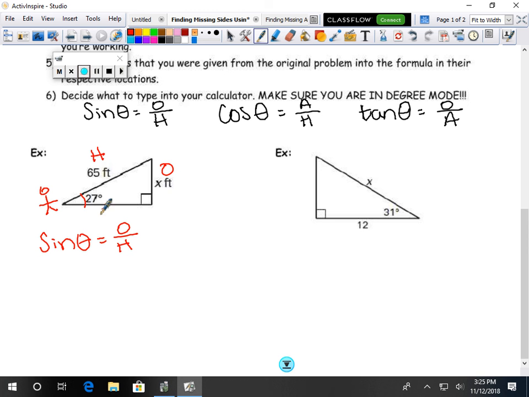So now I need to plug in my information. Remember that theta indicates the angle. So I'm going to write down sine 27 is equal to O over H. So O was x, H was 65. Now that I have the problem set up, I need to solve for x, which means that I need to get x by itself. Right now it's on the top of my fraction, so I need to move this 65. I'm going to multiply by the bottom part, so I'm going to multiply by 65 on both sides. These are going to cross out. And then all I have to do is type this straight into the calculator.